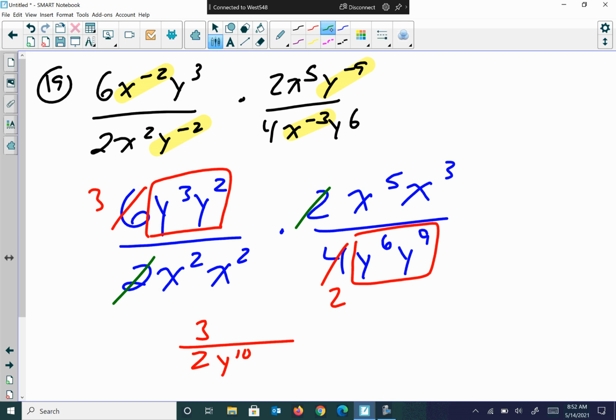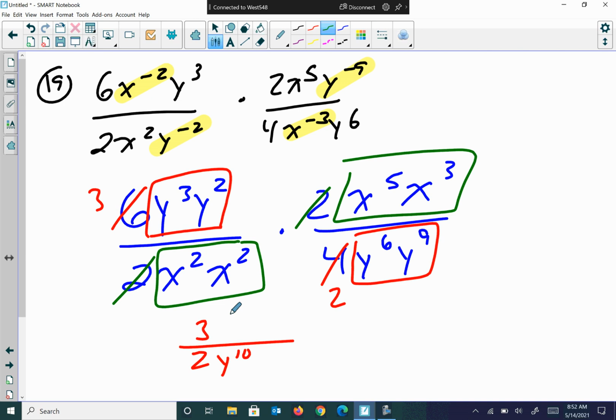And then let's look at the x's. How many x's do I have on bottom? 4. How many do I have on top? Tug of war. Who wins, top or bottom? Top by how many? 4. There's our answer.